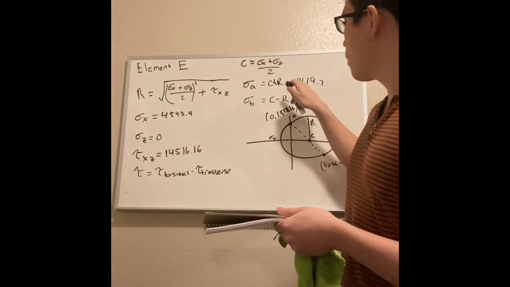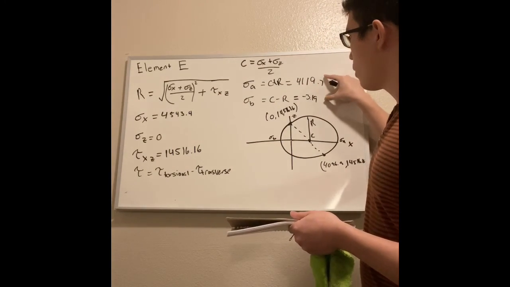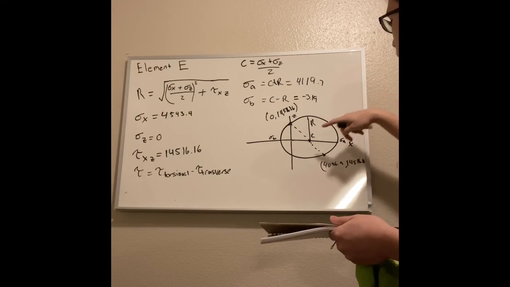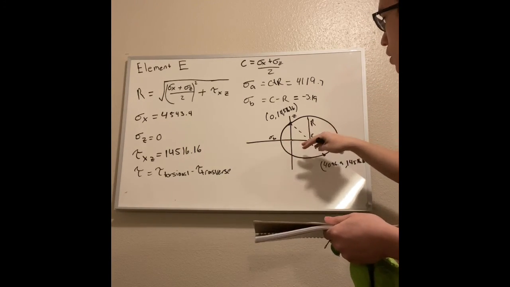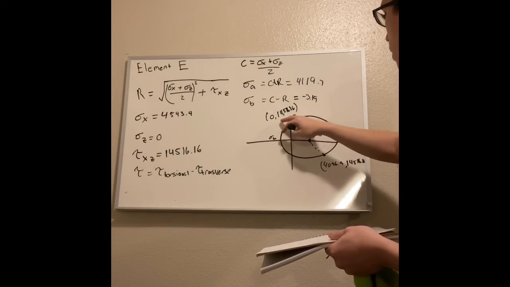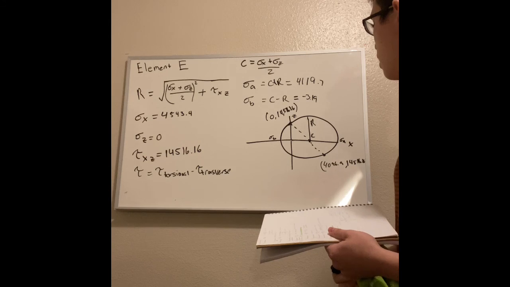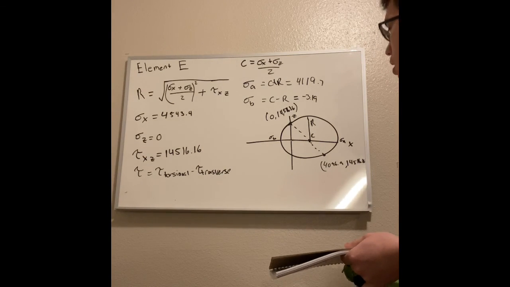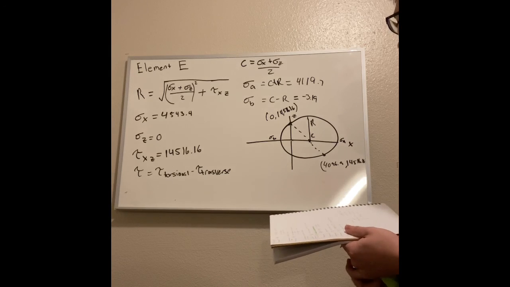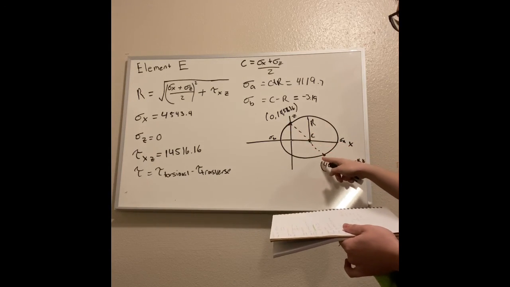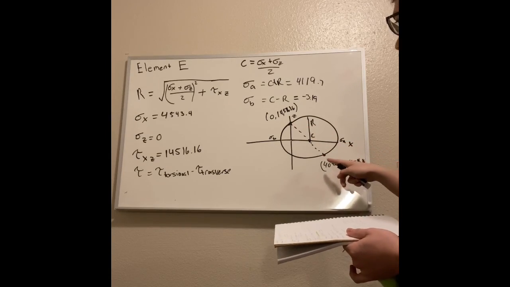And then we also need to calculate our principal stresses, and that helps to align the circle a little bit better. And so these are the coordinates: 0, 14,516, and 4,096, 14,516. For these points along this line right here.